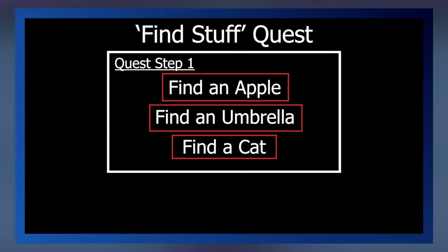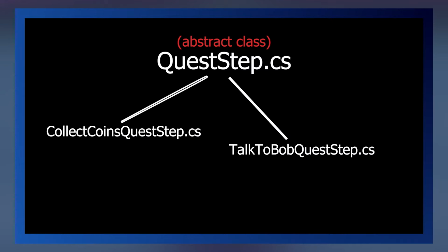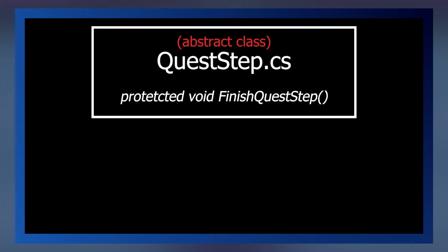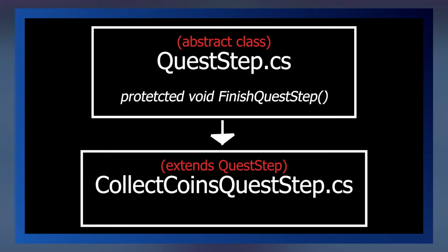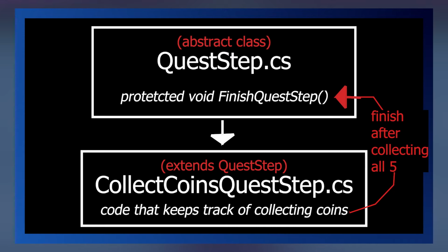As for implementing quest steps, we'll handle this by creating an abstract C# class called QuestStep, which will abstract out any code that's common to every step in the game. And from there, we can extend it to implement more specific quest steps. For example, the QuestStep abstract class will have a finish quest step method to advance the overall quest forward. Then for a more specific quest step where we want to collect 5 coins, we'd extend that quest step class and then add the code that keeps track of collecting those 5 coins, calling that finish quest step method after we've collected all 5.